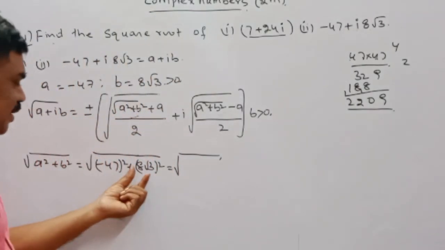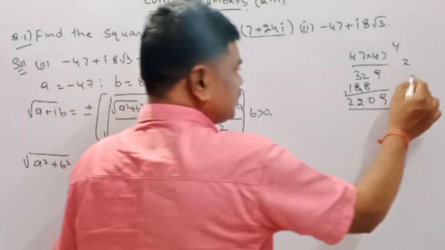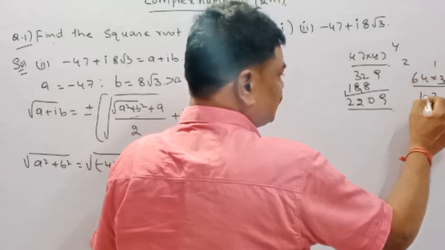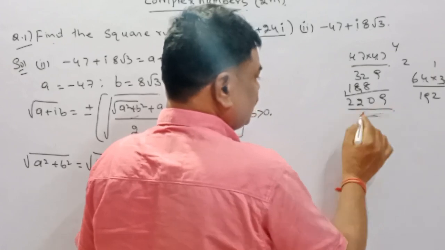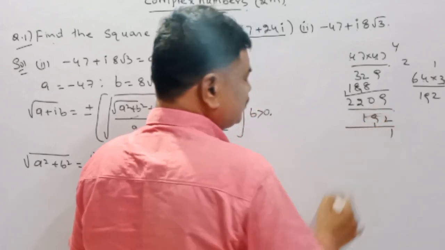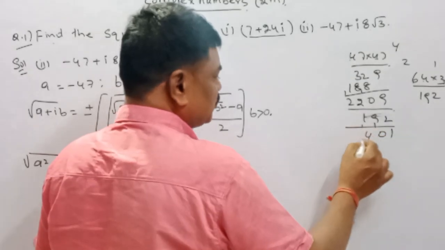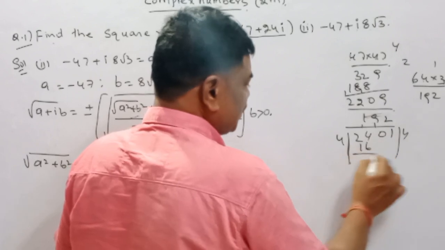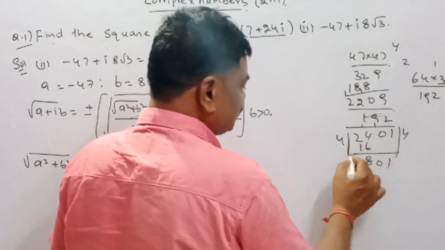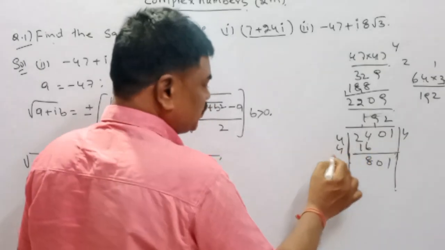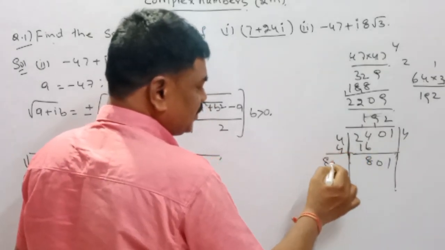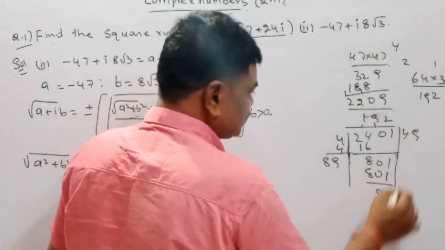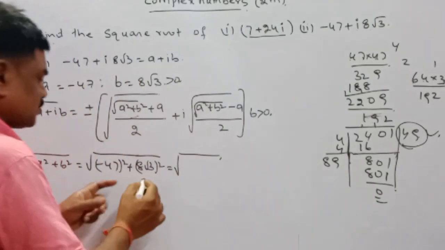And also 8 root 3 whole square. This is 64 into 3: 3 fours are 12, 3 sixes are 18, so 192. So the sum is 2209 plus 192. So this is the answer. Now, what is the square root of this one?